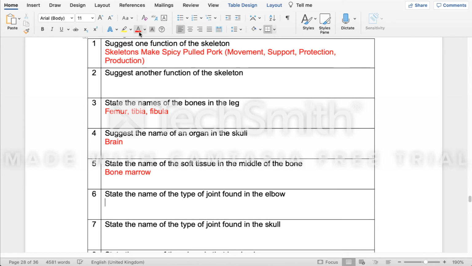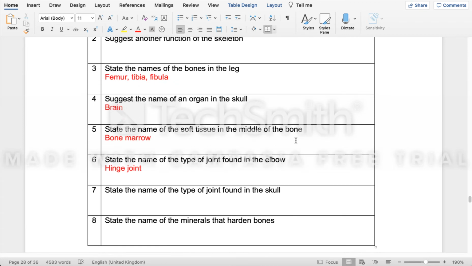Number 6, state the name of the type of joint found in the elbow. So remember that your elbow goes only in one direction, or bidirectional, I should say. It goes up and down, or to and fro, and this one should remind you of a door, and a door has hinges, which is why it's called a hinge joint.